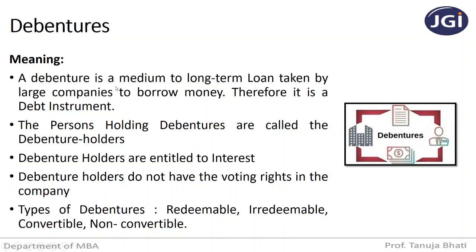A debenture is a medium to long-term loan taken by large companies to borrow money. Therefore, it is a debt instrument. The persons holding debentures are called the debenture holder. So, in this image, this person is called a debenture holder. Debenture holders are entitled to interest. Why interest? Because they are lending the money to the company.